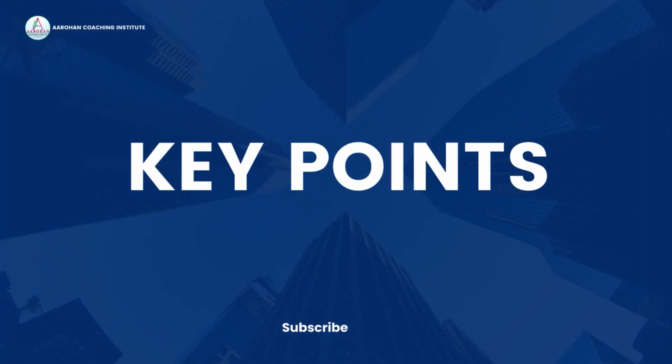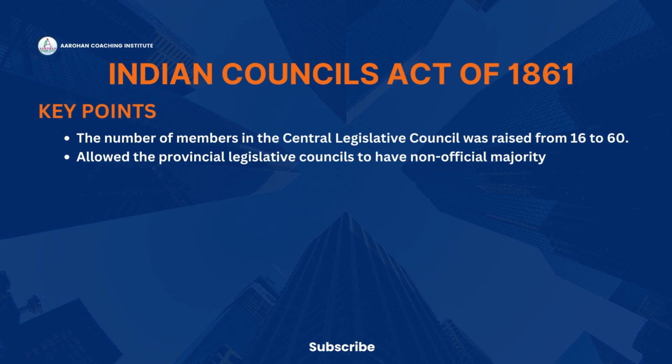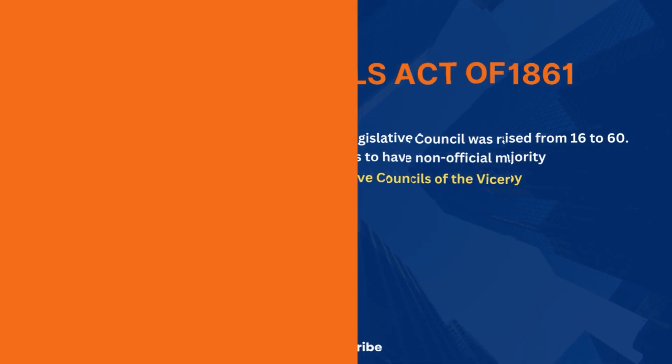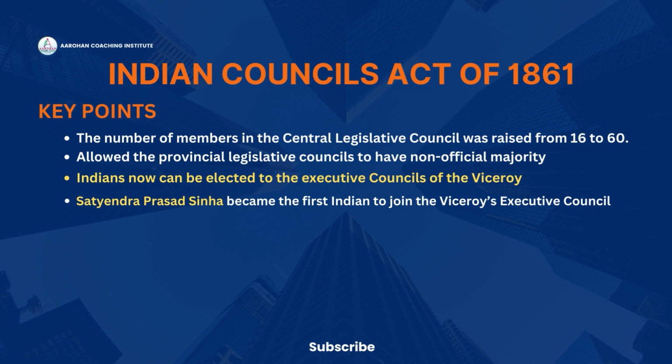Now let's once again quickly have a look at the key points of this act. Firstly, the number of members in the Central Legislative Council was raised from 16 to 60. This act allowed the provincial legislative councils to have non-official majority. Indians now can be elected to the executive councils of the Viceroy. Satyendra Prasad Sinha became the first Indian to join the Viceroy's executive council.